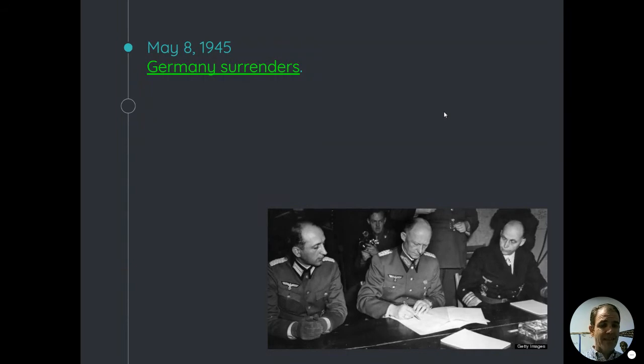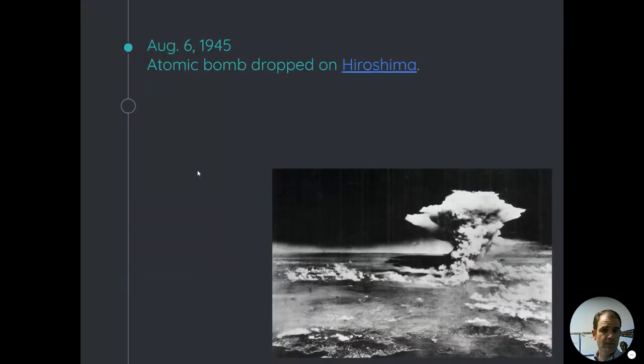And then May 8th, 1945, Germany surrenders. So again, change the font color, underline that in green. And then August 6th, 1945, the United States drops the atomic bomb on Hiroshima.